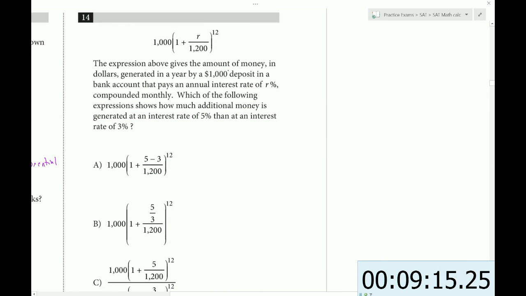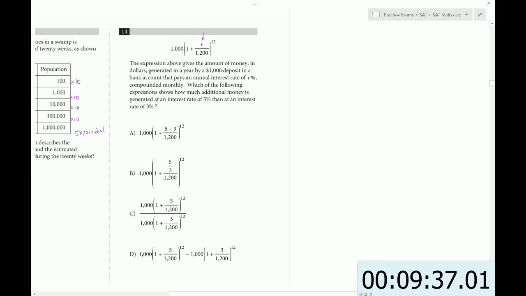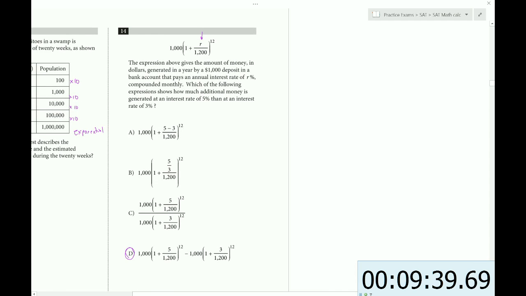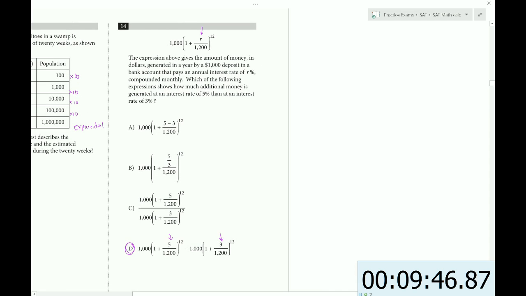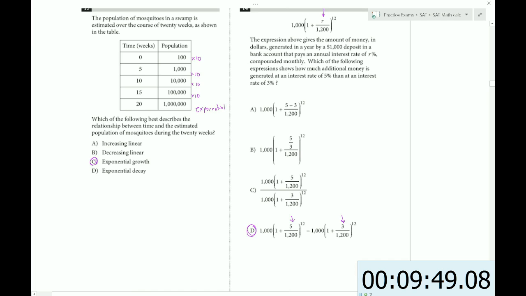The expression above gives the amount of money in dollars generated in a year by a $1,000 deposit in a bank account that pays annual interest rate R%, compounded monthly. Which of the following expressions shows how much additional money is generated at an interest of 5% than at an interest of 3%? So what we want to do is plug in 5 for the rate. And right away I'm jumping towards answer choice D because I'm seeing them plug in 5 as the rate, and I'm seeing them plugging in 3 as the rate, I'm seeing them subtract. So that is exactly what we would have to do for this question.